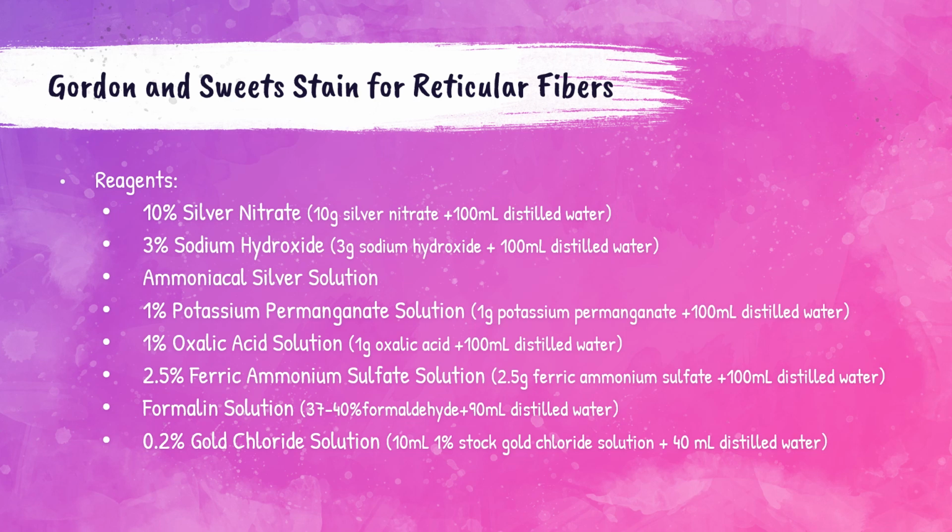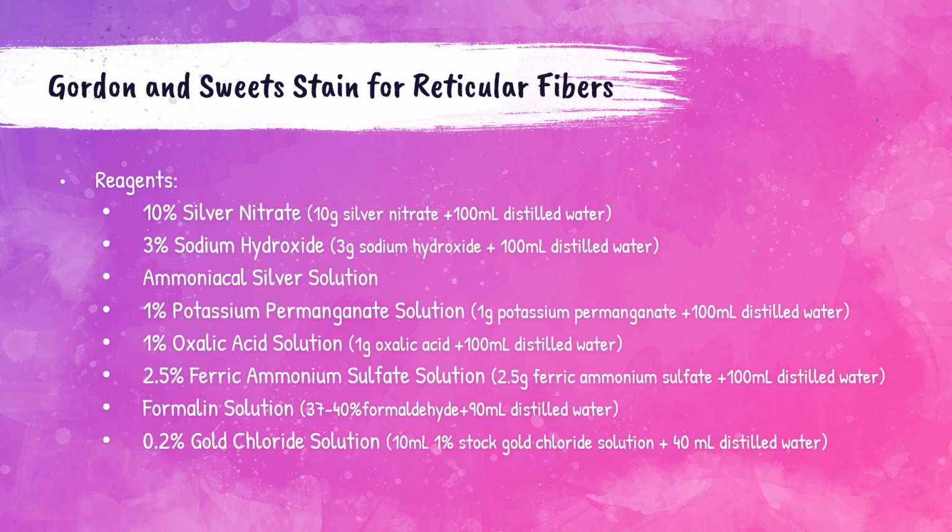Ammoniacal silver solution. 1% potassium permanganate solution, which is prepared by combining 1 gram of potassium permanganate with 100 milliliters of distilled water. 1% oxalic acid solution, which is prepared by combining 1 gram of oxalic acid with 100 milliliters of distilled water. 2.5% ferric ammonium sulfate solution, which is prepared by combining 2.5 grams of ferric ammonium sulfate with 100 milliliters of distilled water.